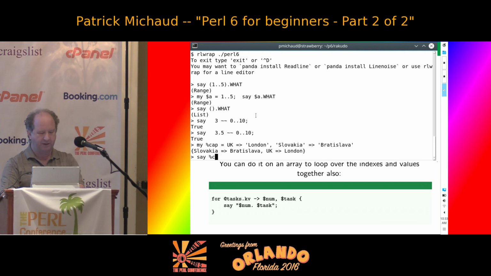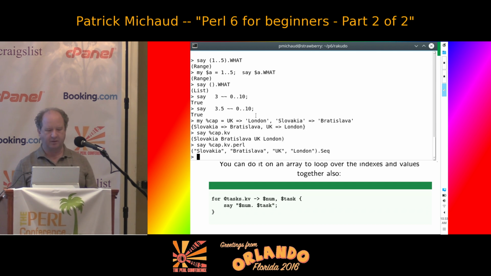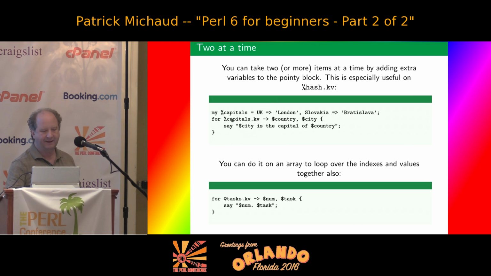And so if I say, what is KV for this, you'll see, let's do it as .perl here, that what I get back is Slovakia, Bratislava, UK, London. That's my list, right? And if I'm going to iterate over those, I want to take them 2 at a time. So by doing it this way, I can say capitals.kv and put the first thing that I get in the list into country, the second thing into city, go and do the loop, go back up to the top. The next thing goes in the country, the next thing in the city, go and do the loop. And so it's always grabbing them 2 at a time.